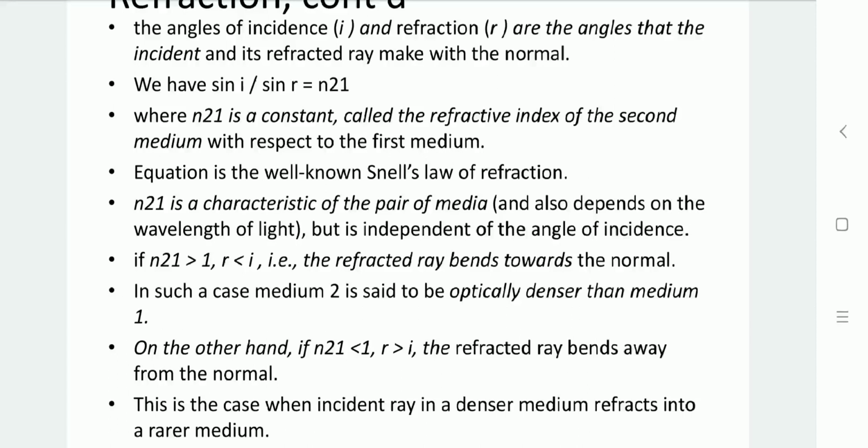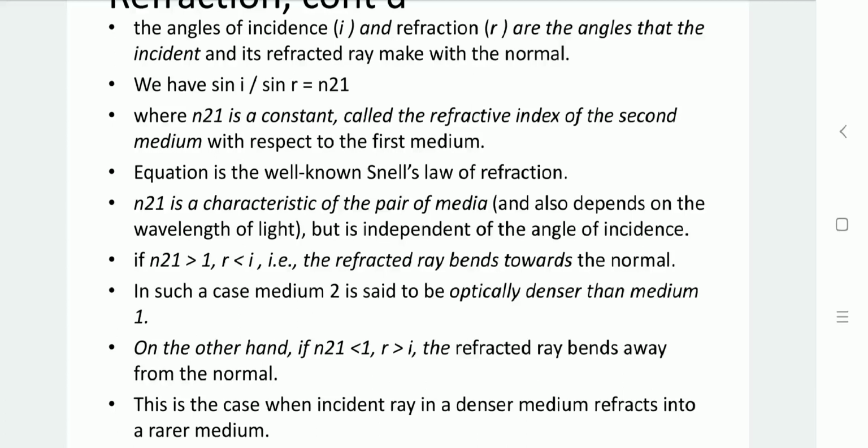Here, optical density is different from mass density. Mass density means mass per unit volume, and optical density is the ratio of the speed of light in the medium.